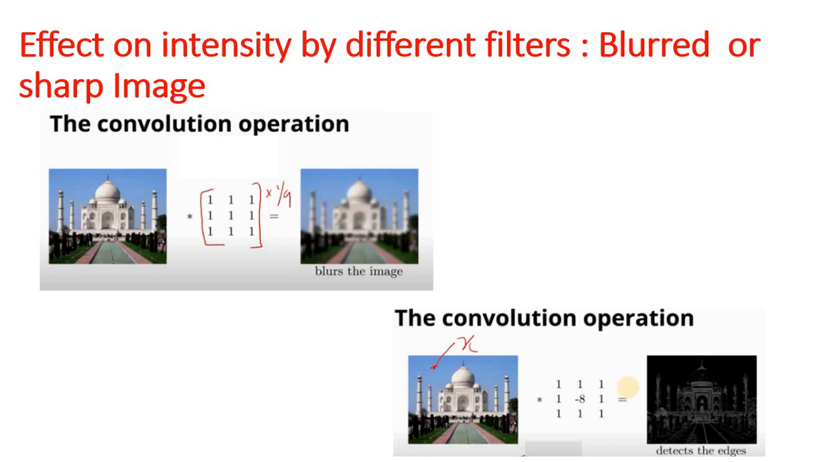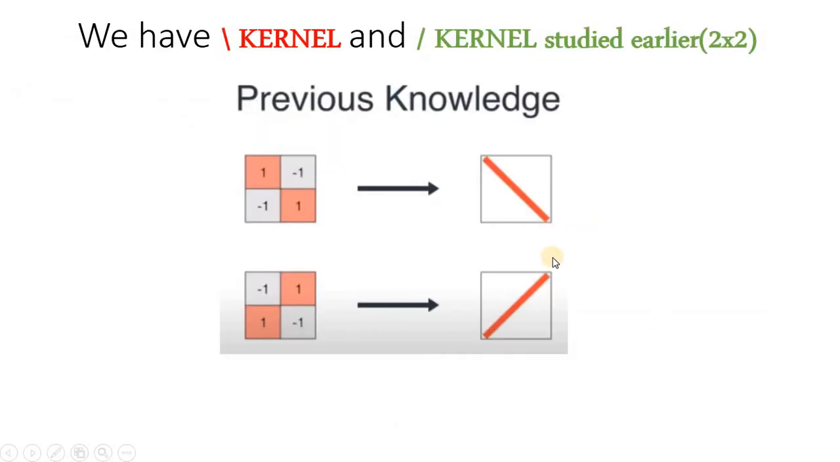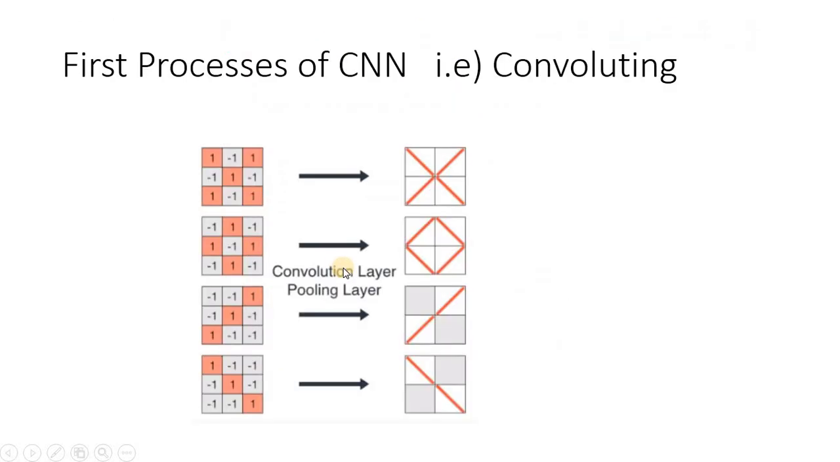Now we have two kernels, this backward slash kernel and forward slash kernel, which we studied earlier, which looked like that. And now the first process which we do in a convolutional neural network is convolution.